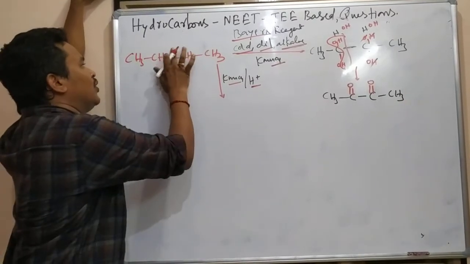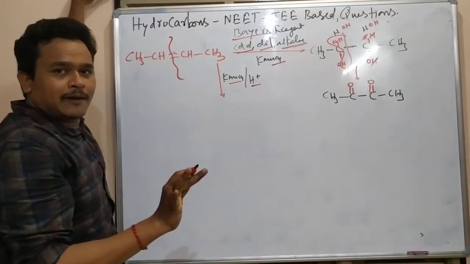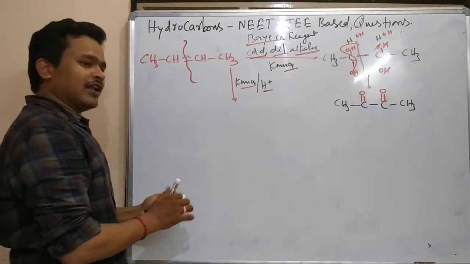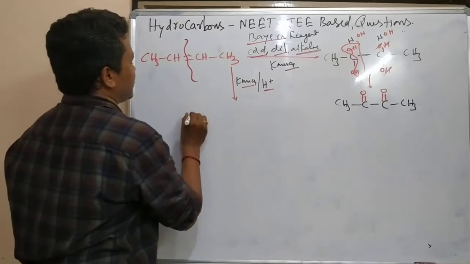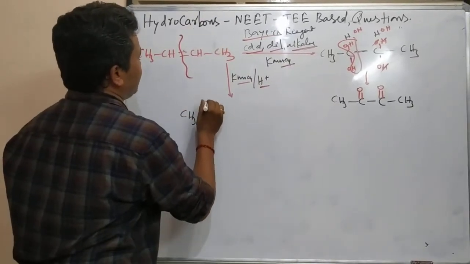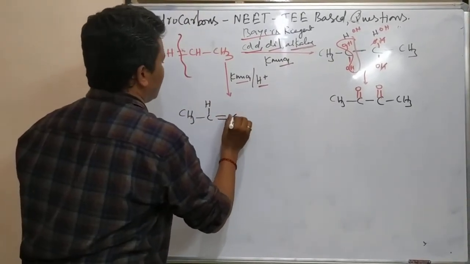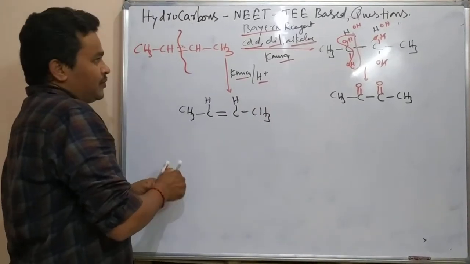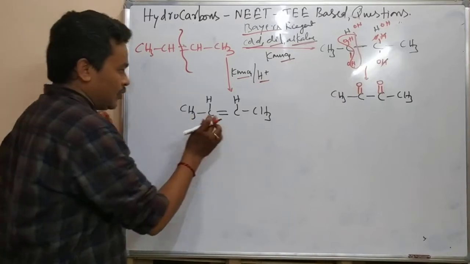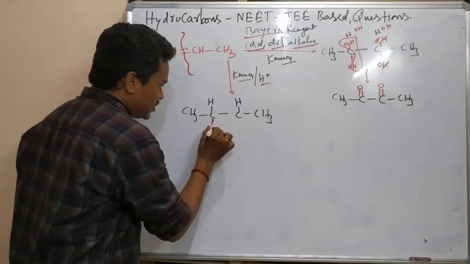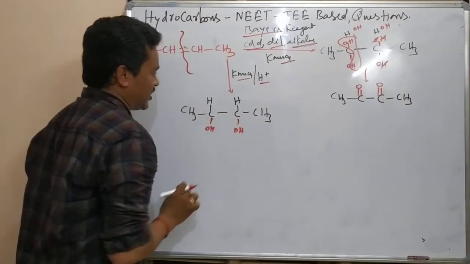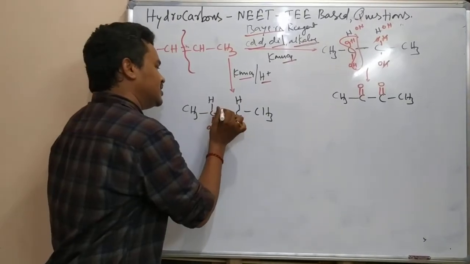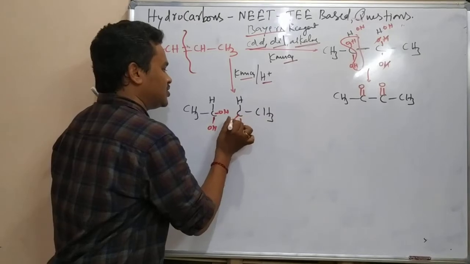But now no more changes. Break it completely. Wherever you are breaking, there you have to add OH again. Again I am writing CH3 CH double bond CH3. Break it, one bond, this side OH. Second one also. Acidified KMnO4 acts like this: this side OH, this side also OH.